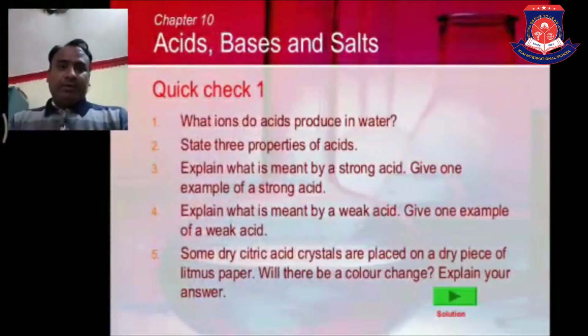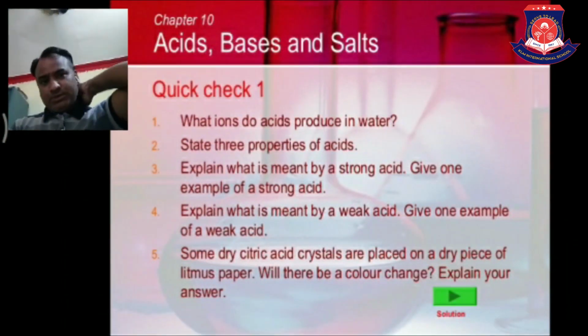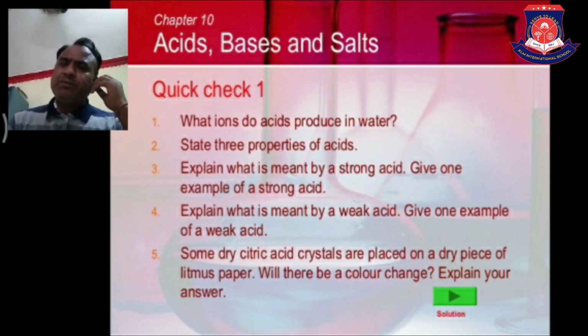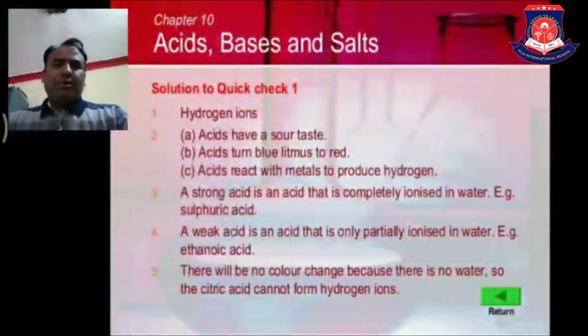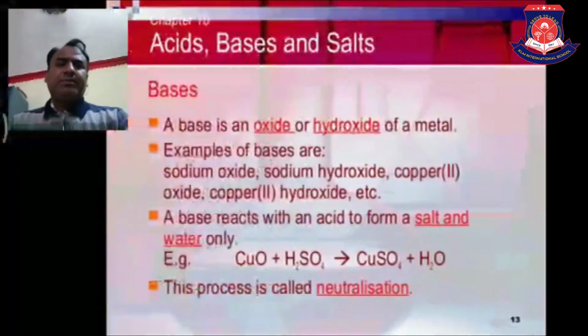Now this is again the question part. You can solve the questions with the help of your books, or you can solve them on your own. What ions do acids produce in water? We know that H positive ions are basically produced in water. State three properties of acids. You can imagine that this is a simple worksheet. Next, the solution of the first worksheet.